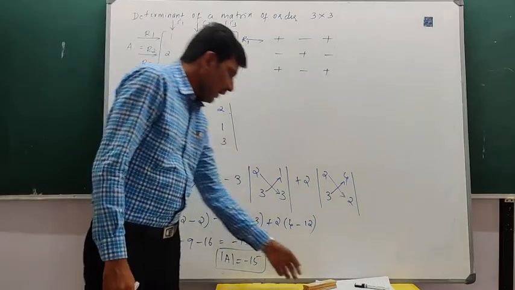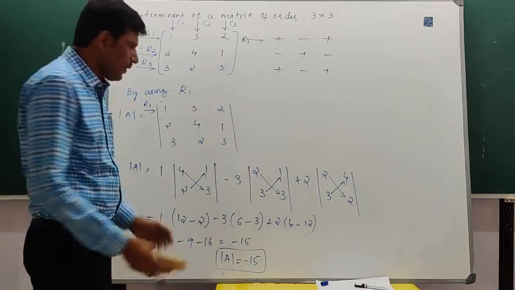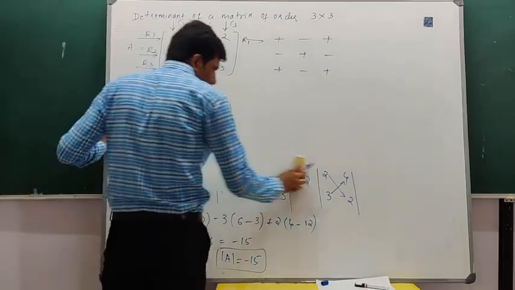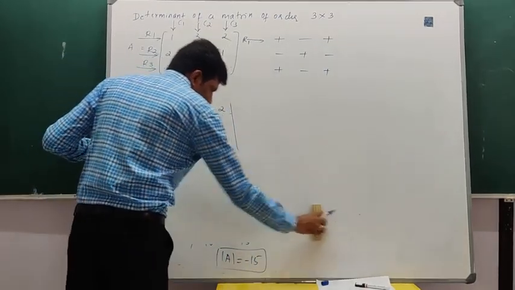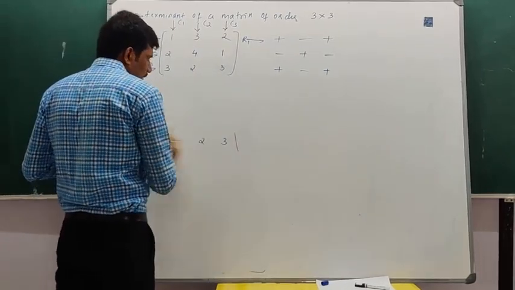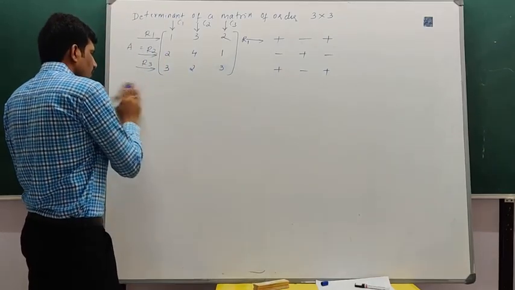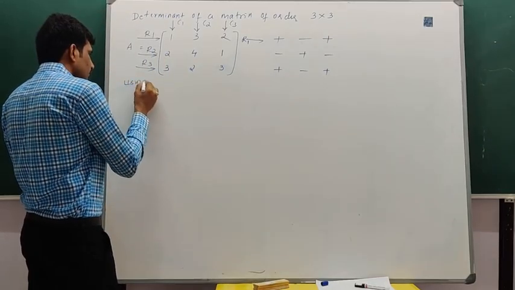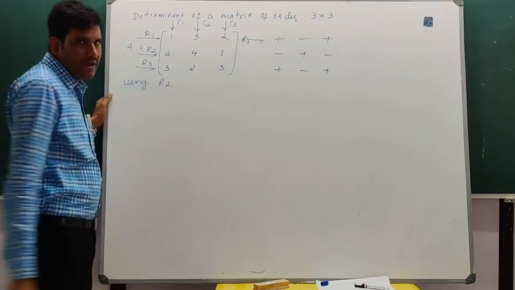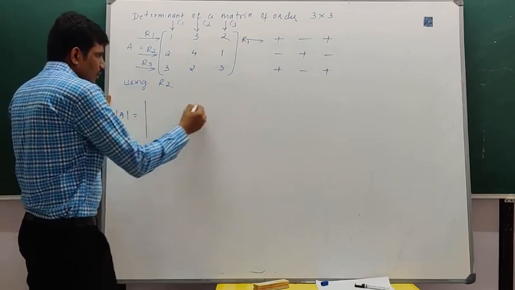So now again I will expand the same by using the second row, and I will show that the determinant value will remain the same. See, first row, now expanded by using first row. Now using R2. Using the second row, I will expand. Right? So determinant of A is equal to determinant of CM.